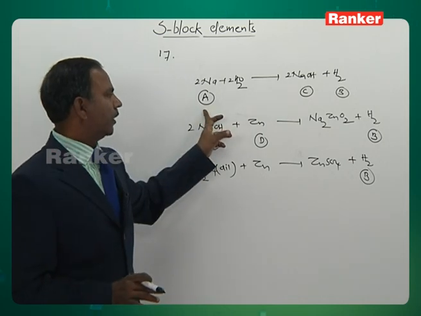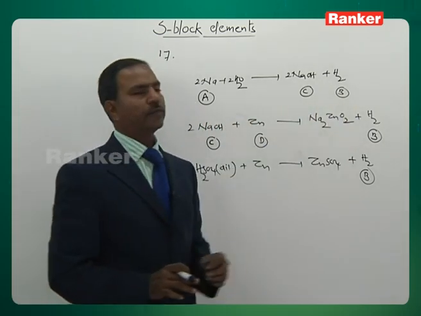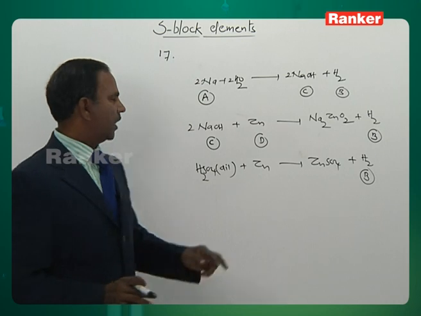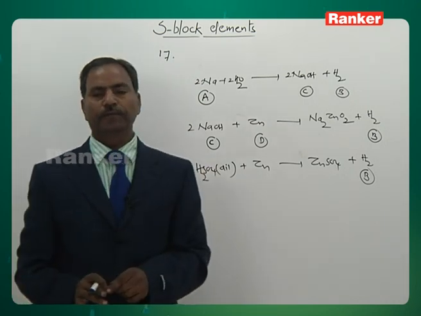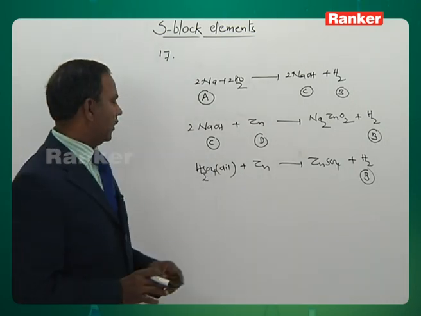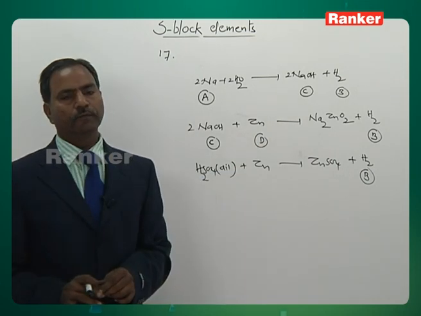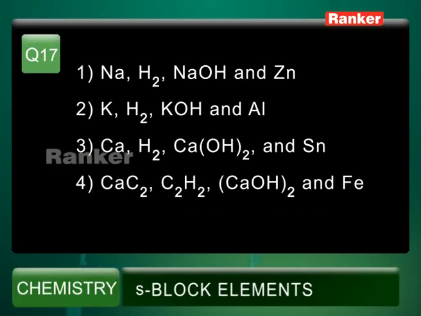Then what are A, B, C, D respectively? A is sodium metal, B is hydrogen gas, C is sodium hydroxide, and D is zinc metal. So let us check the answers now. A is sodium metal, B is hydrogen gas, C is sodium hydroxide, D is zinc metal. So for question number 17, answer is 1.